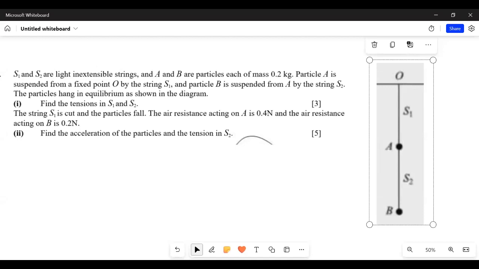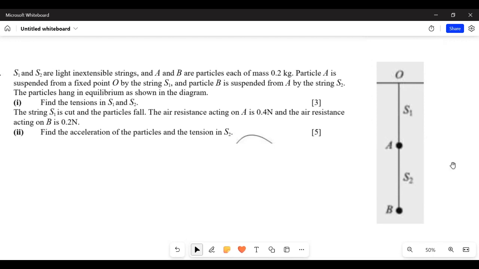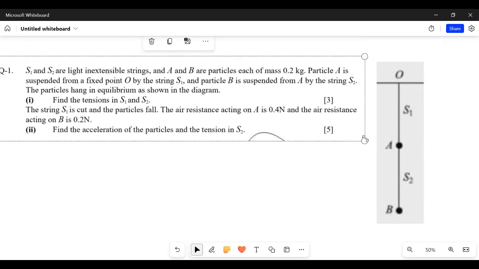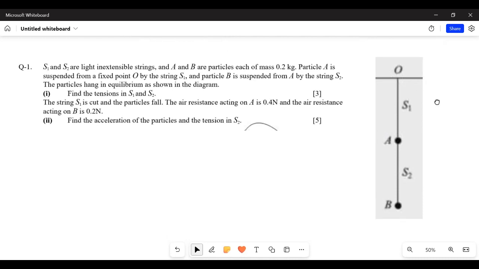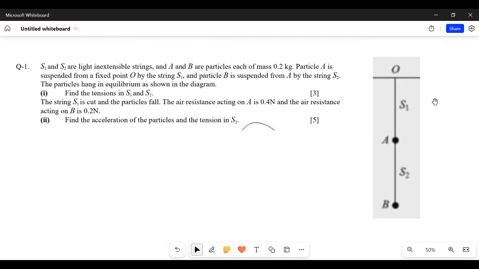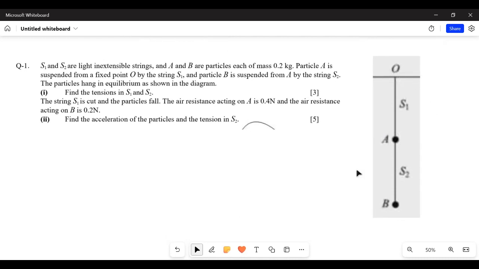So we're doing the first worksheet of mechanics, which is on the topic vertical motion. Here's the first question. Before we proceed, I just want to quickly recap what formulas we've discussed so far.